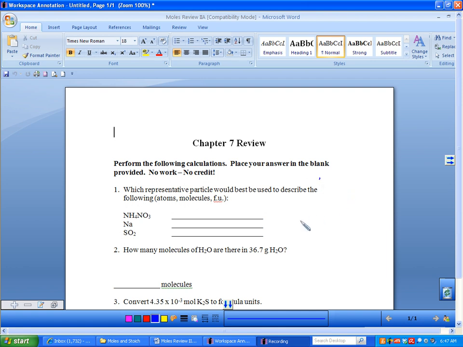The first question says, which representative particle would best be used to describe the following? So if I look at this, this is an ionic compound, and how do I know? Well, these are polyatomic ions, pluses and minuses. Then the best way to describe the representative particles for an ionic compound are formula units.